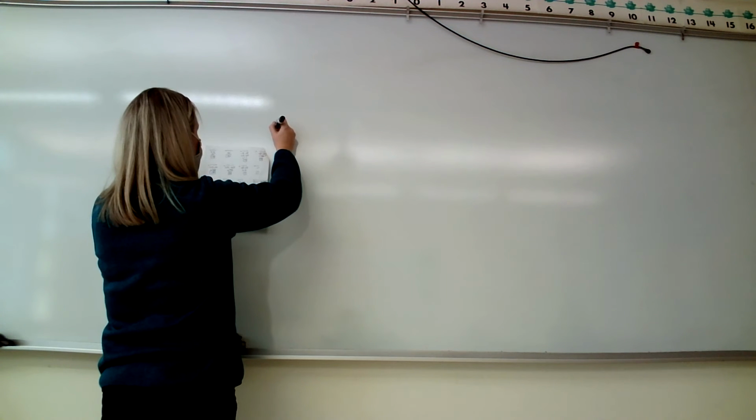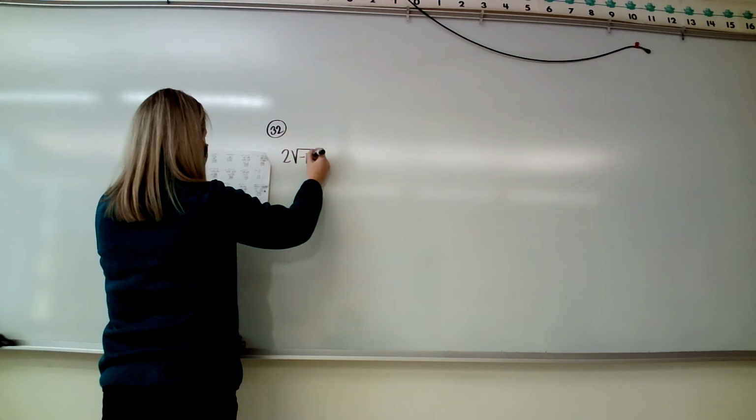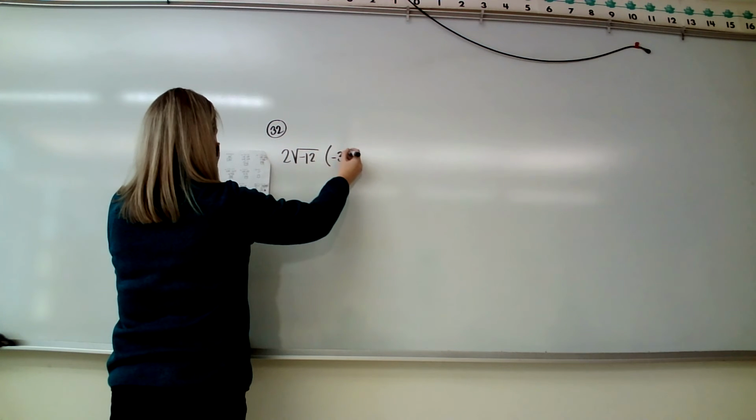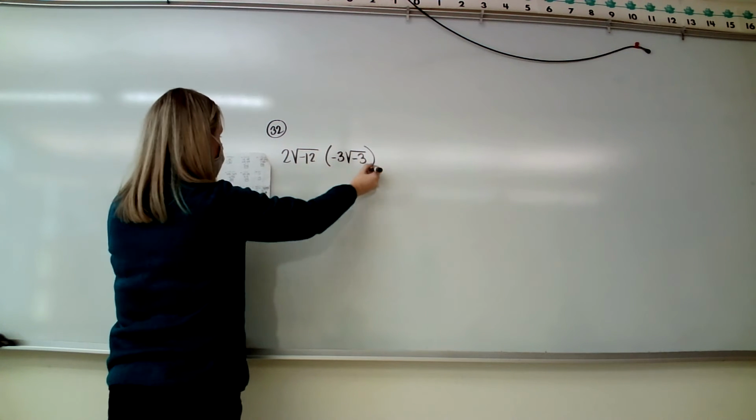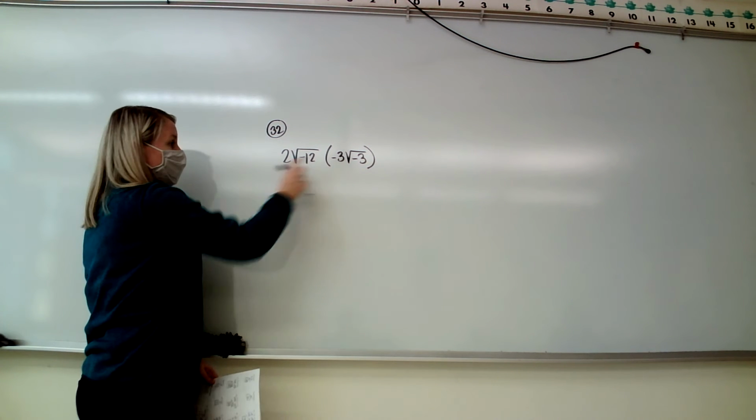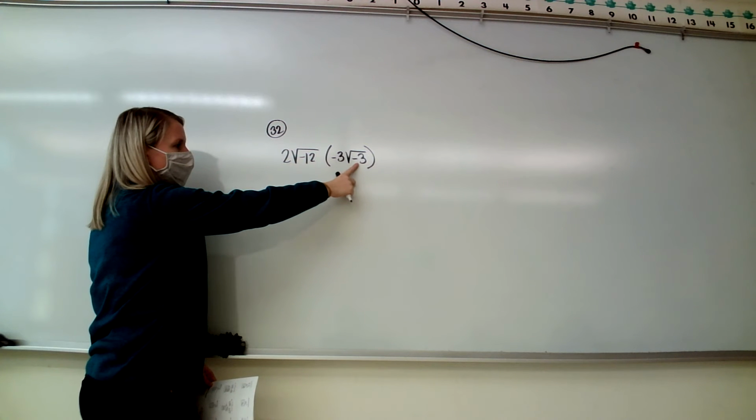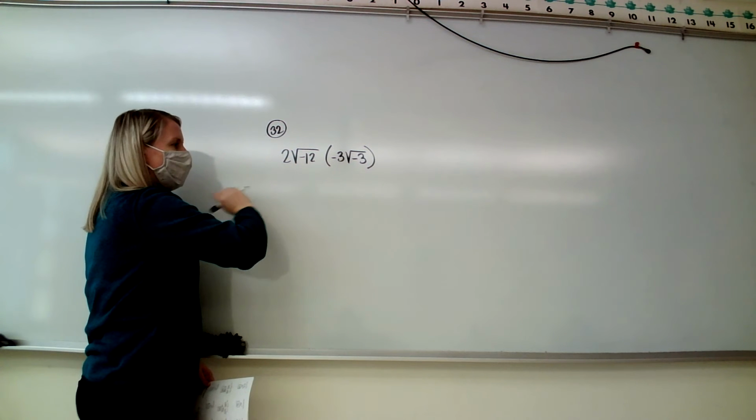Let's say I'm doing 32. You have 2 square root of -12 times -3 square root of -3. When I see multiplication, I just want to start multiplying, like, oh, let's do 2 times -3. What can't happen is you can't do the negative 12 times the negative 3. You have to take care of the i first.